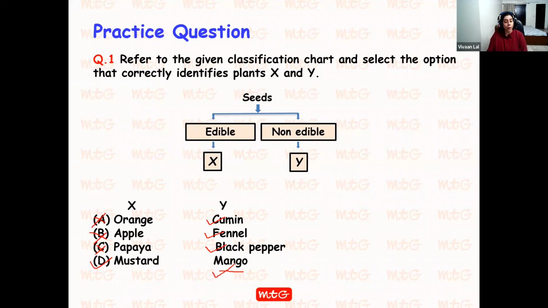Okay, any doubt? Yes, beta. What is cumin and fennel? Fennel is saunf. We eat saunf. That's fennel, and cumin is jeera. These are all spices which mama puts in the food to give a lot of flavor to the food. So these are seeds which are edible. The correct option here is D.